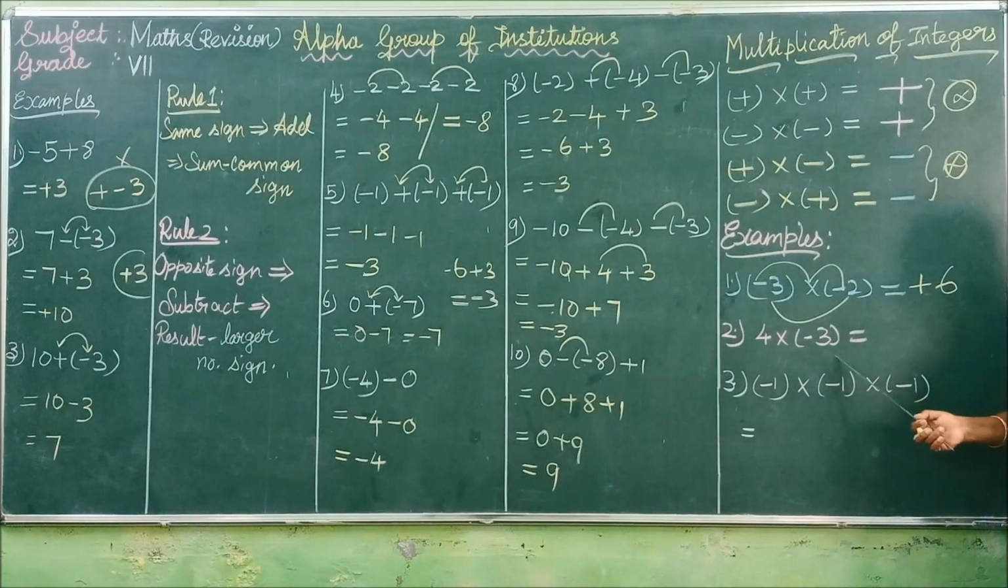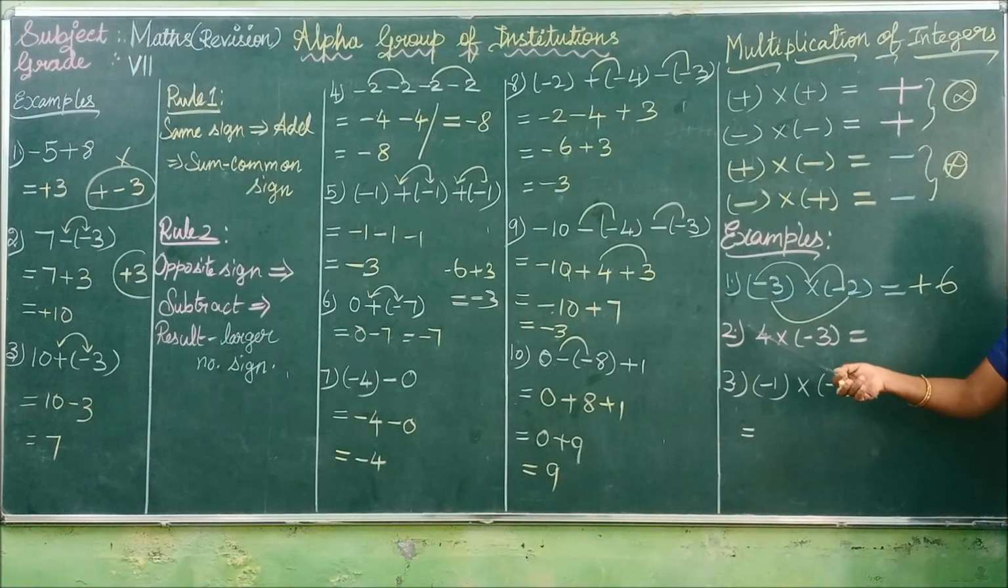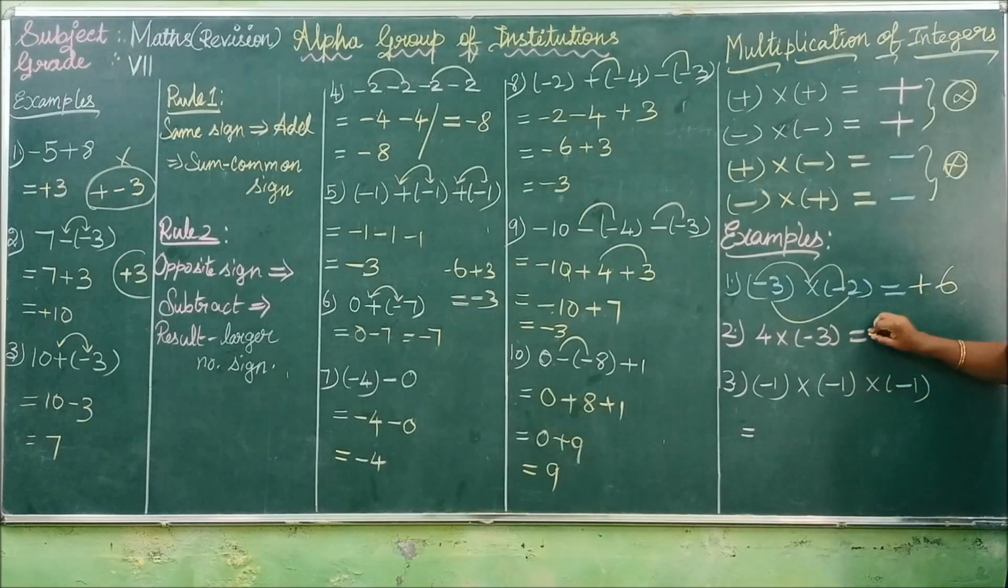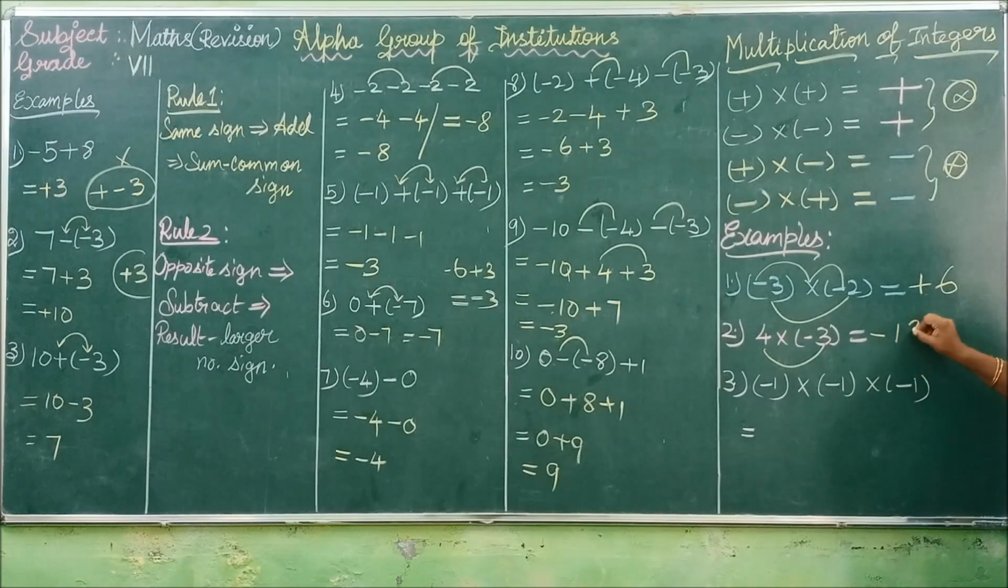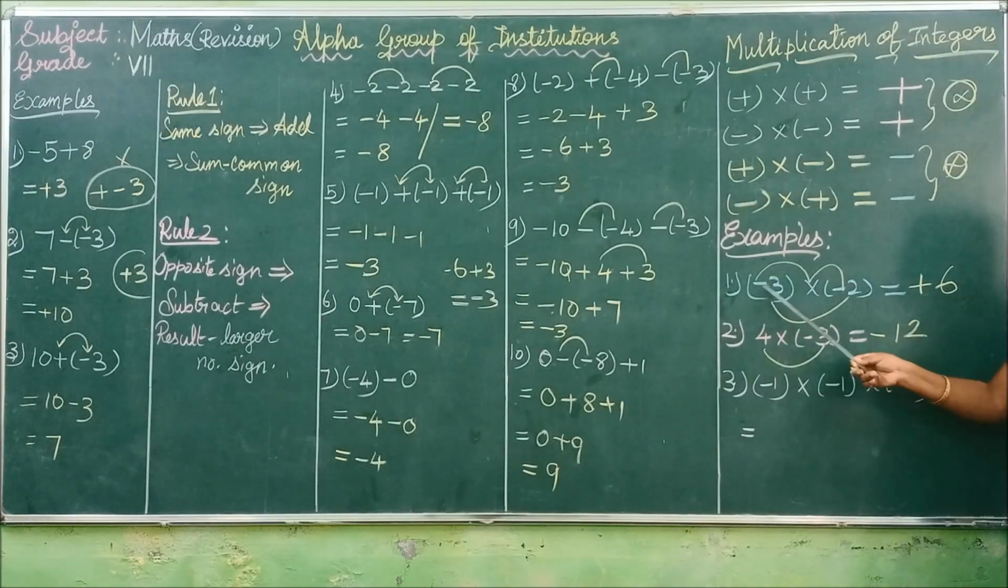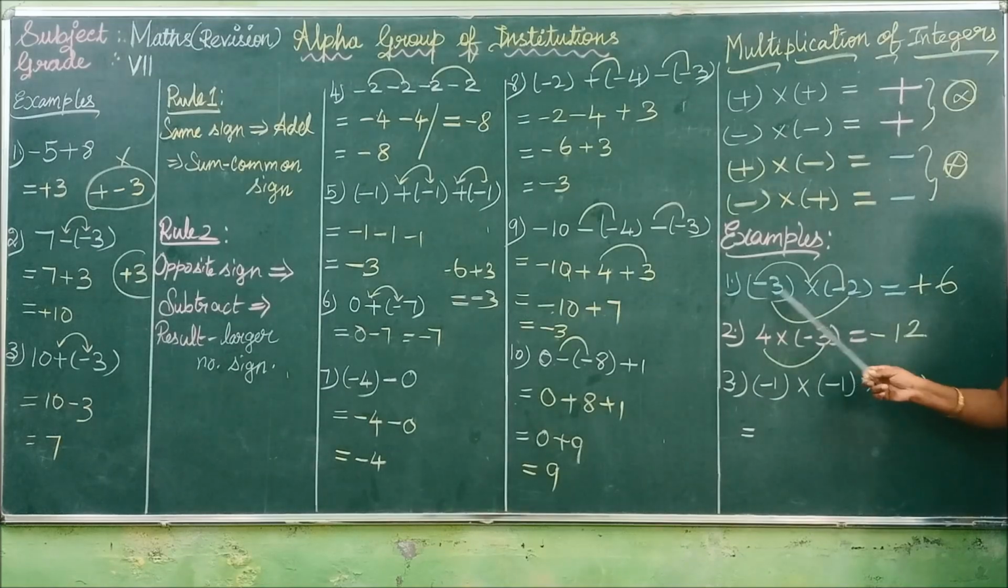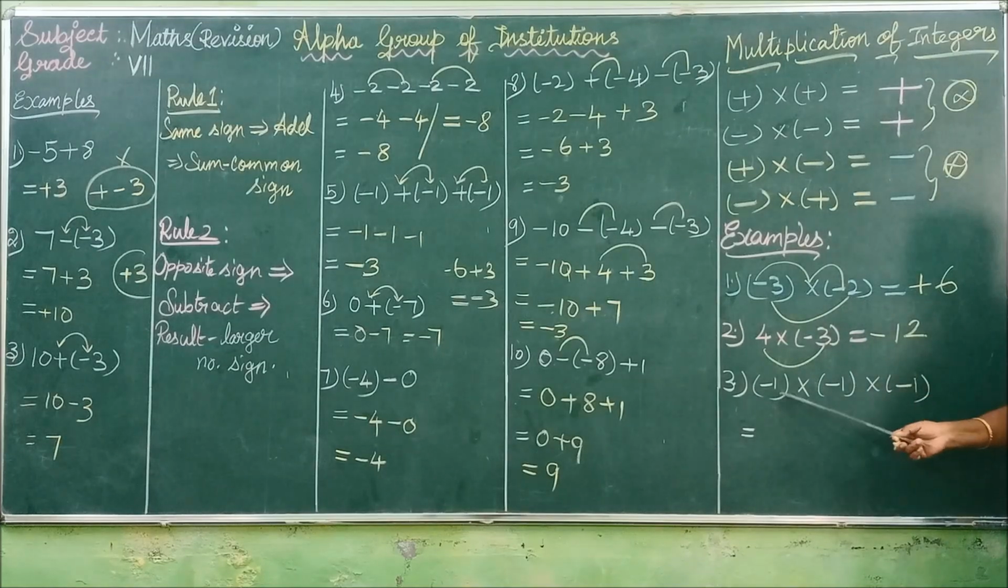4 into minus 3. What is the symbol for 4? Plus. So plus into minus, minus. Next you have to multiply the values. 4 3s are 12. So what is the process of multiplying the integers? First you have to multiply the symbols. After that you have to multiply the values. Okay. See the next one.